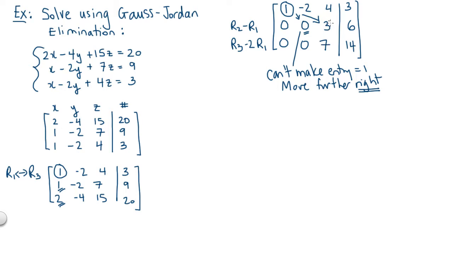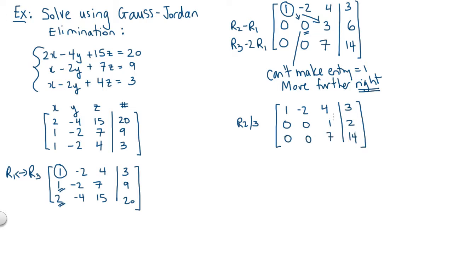So let's move further right over into the third column, and we're going to choose this 3 to become our next leading 1. So let's take row 2 divided by 3. That's going to give us 0, 0, 1, and then a 2, and we'll leave the other 2 rows alone for now. Okay, so that gives us now a pivot for the third column, and we're going to work on getting zeros in the rest of that column.